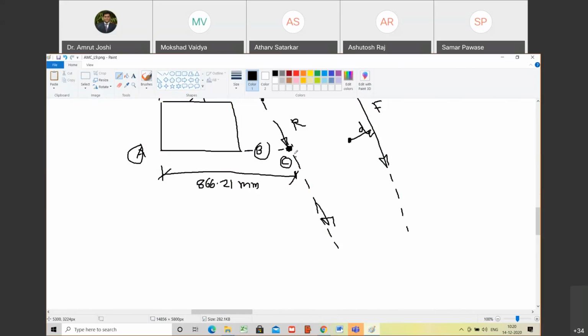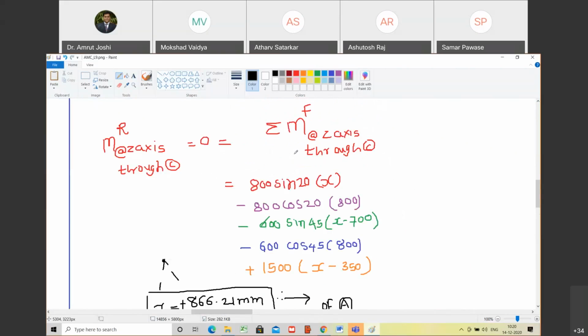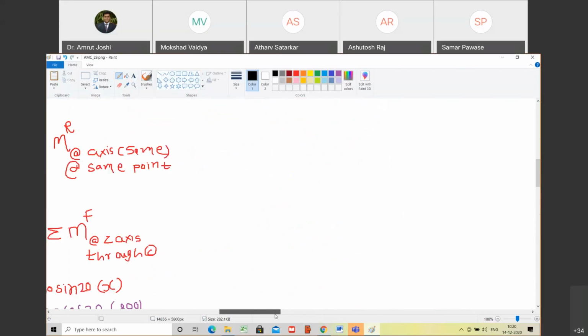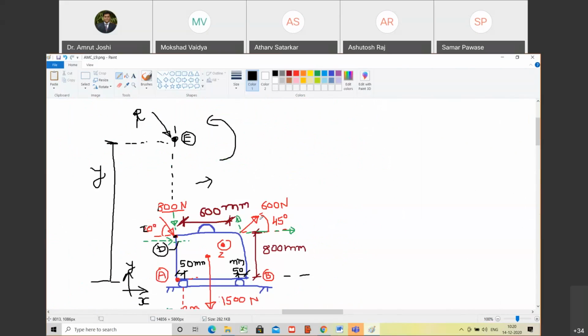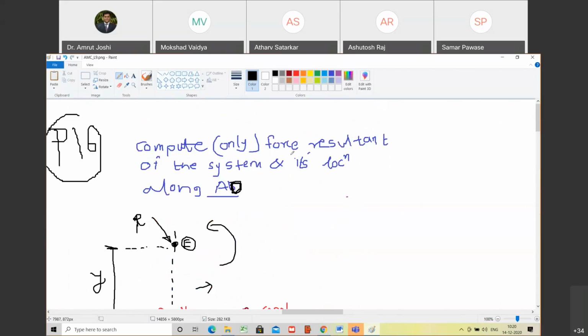Happy? Yes, sir. Okay. And then the second narrative or second problem that we can answer is, we can ask this: find compute only force resultant.